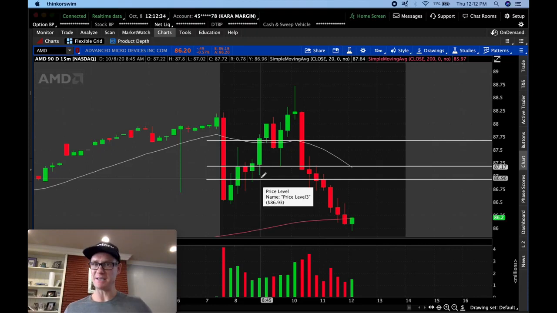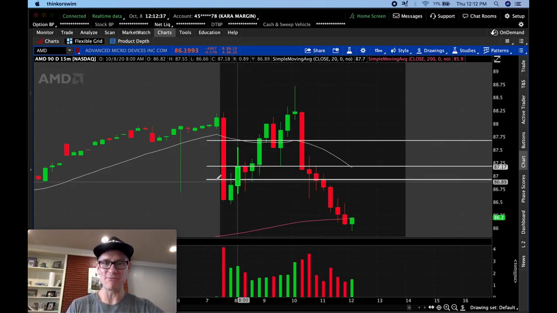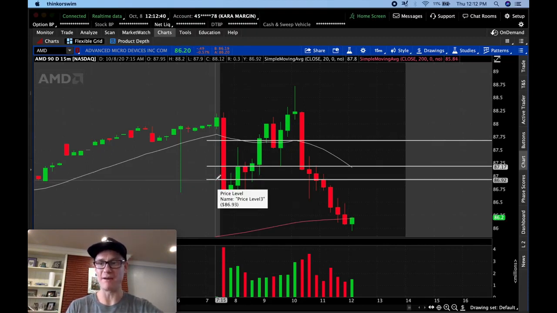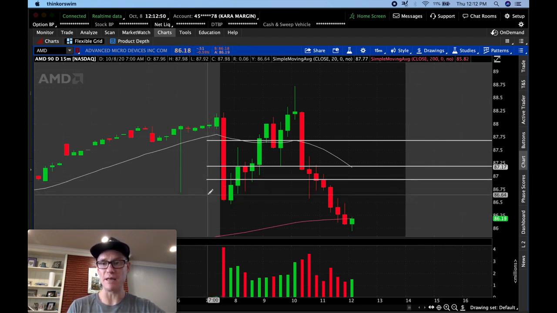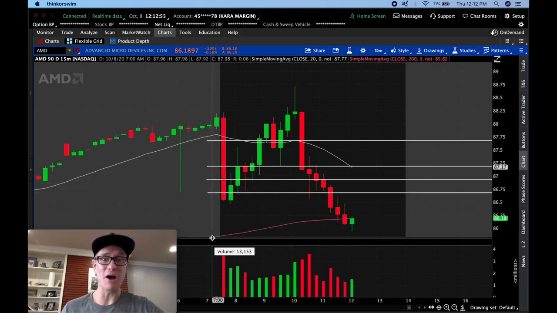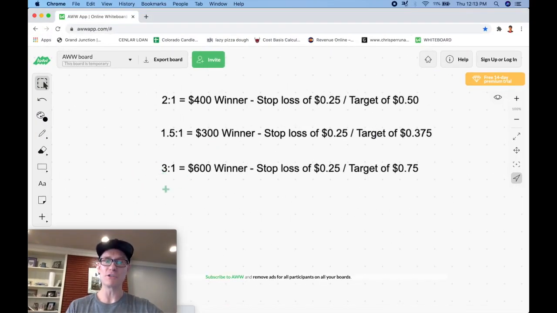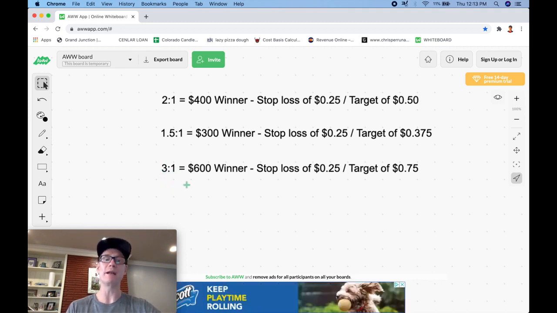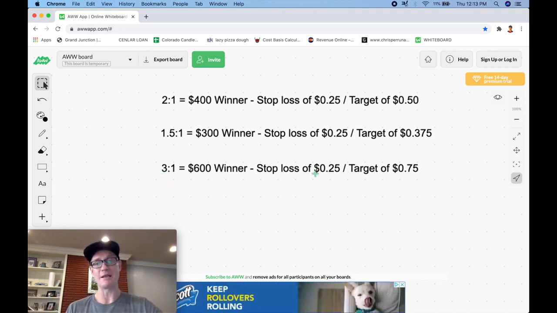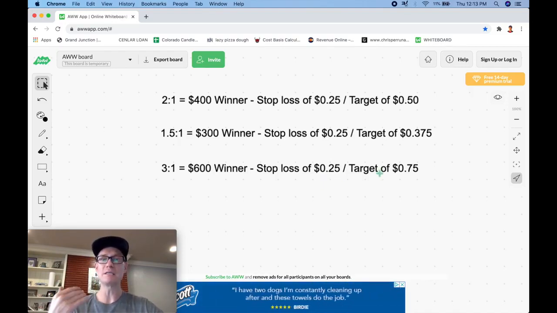And just to kind of freestyle here a little bit, you can see from there, if we went another 25 cents from 86.93, to 86.68 would be another R. There it is. So this technically would have gone 4 to 1. So back over here, we were just looking at 3 to 1. This would have also hit 4 to 1, which would have been an $800 winner, would have had a stop loss of 25 cents, and a target of $1. So you can see the progression of this.